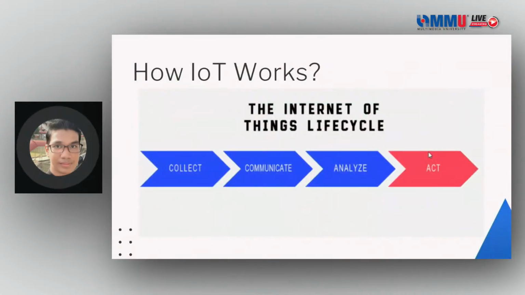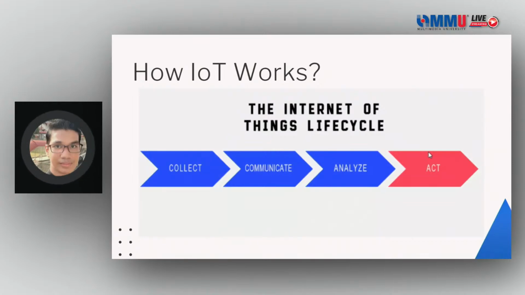So how would an IoT system work? This is a simple Internet of Things life cycle. The first thing the IoT device will do is collect the data from the sensors. Let's say I'm collecting temperature and humidity data in the room. The data I collected will be sent over to the internet. In order to send it over the internet, I will use Wi-Fi. So this is where we go to communicate.